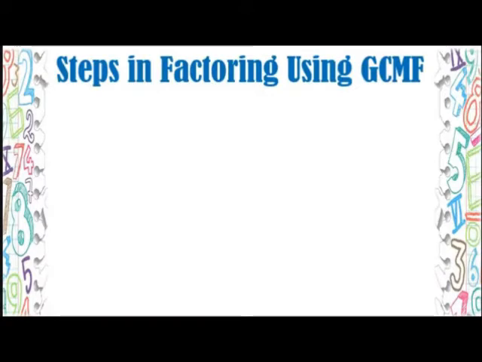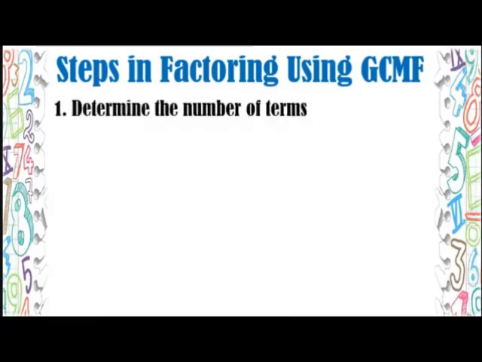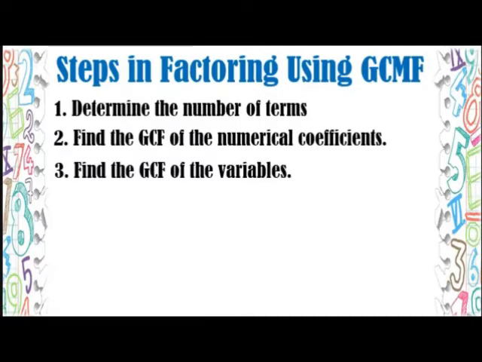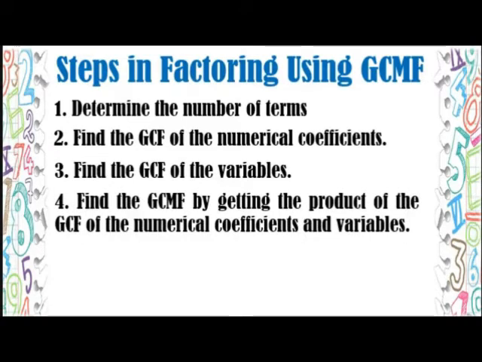To summarize, there are 6 steps in factoring using GCMF. First, determine the number of terms. Step 2, find the GCF of the numerical coefficients. Step 3, find the GCF of the variables. Step 4, find the GCMF by getting the product of the GCF of the numerical coefficients and variables.